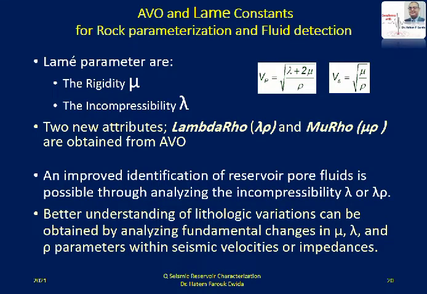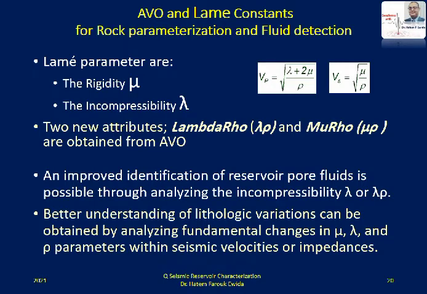How? Because a better understanding of lithological variation can be obtained by analyzing the changes in the mu rho and lambda rho parameters within the seismic velocity or impedance. So if I analyze all of these, we will understand the variations within the flow, the reservoir fluid, and we'll see applied examples to understand that.